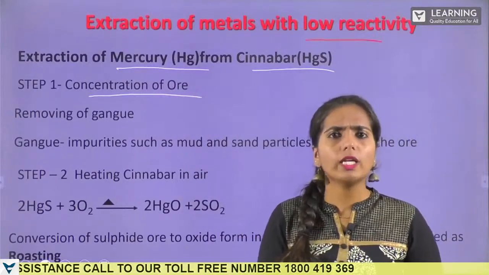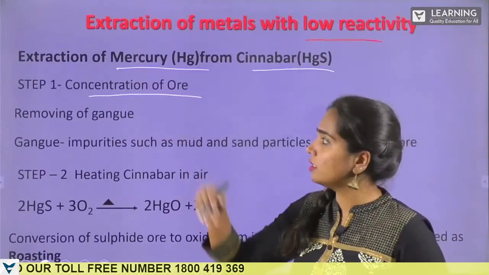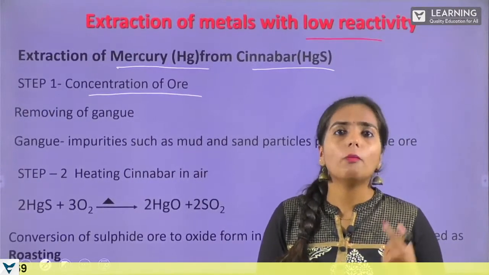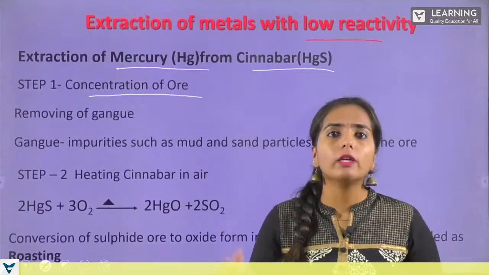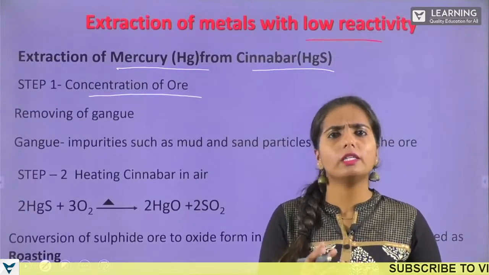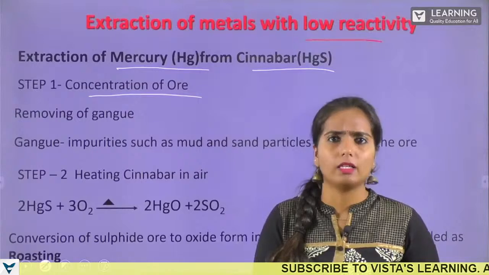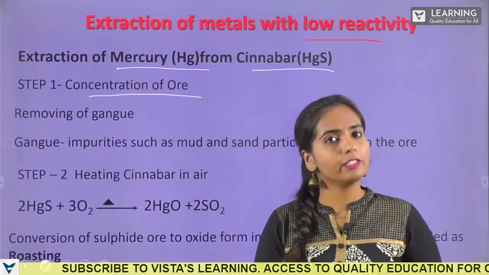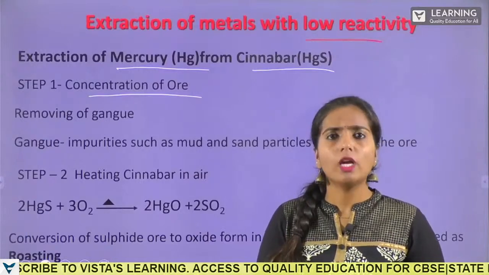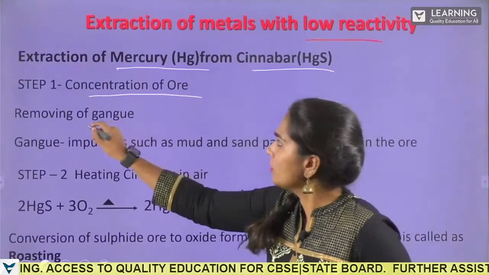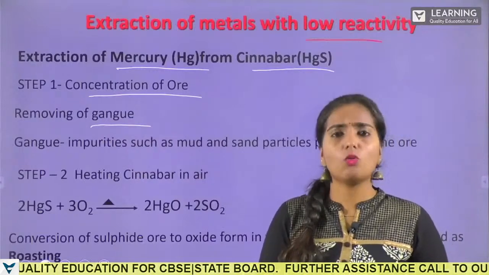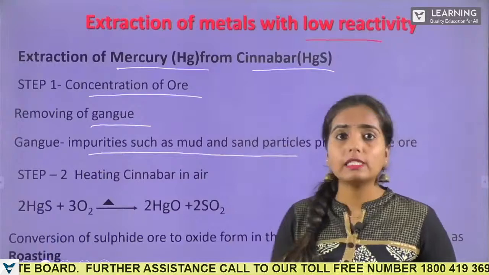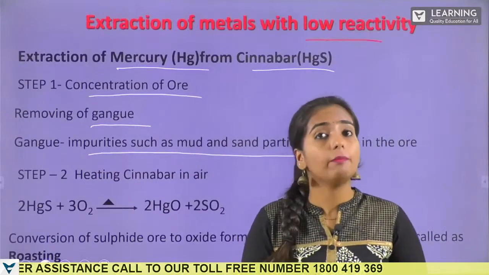So, what are the steps? The first step is concentration of ore. What happens in the concentration of ore? Here, you are basically removing the impurities present, such as sand and mud particles. Those you remove in step 1, that is concentration of ore. Those impurities are called gangue particles. So what are gangue particles? As I told, impurities such as mud and sand particles present in our ore.